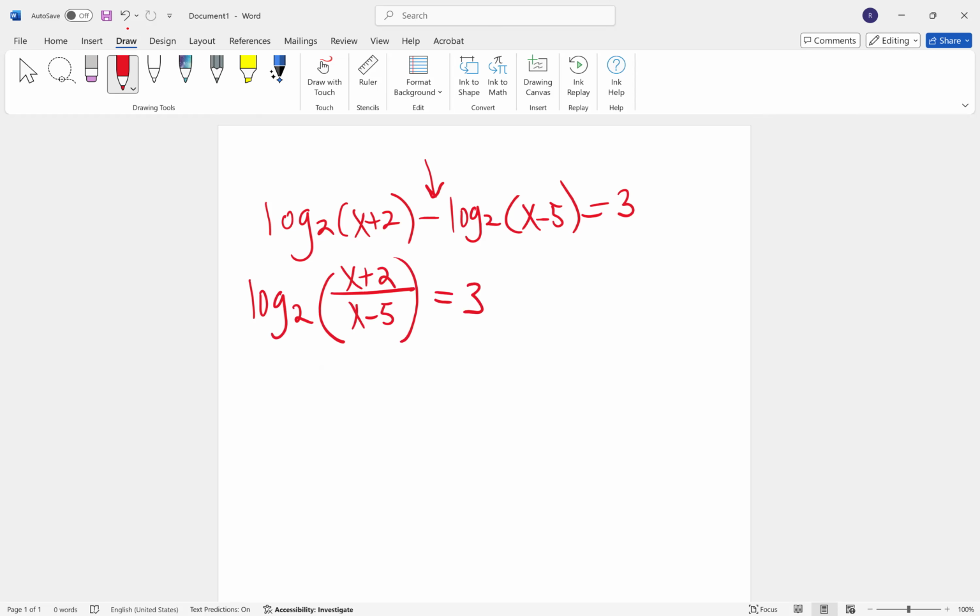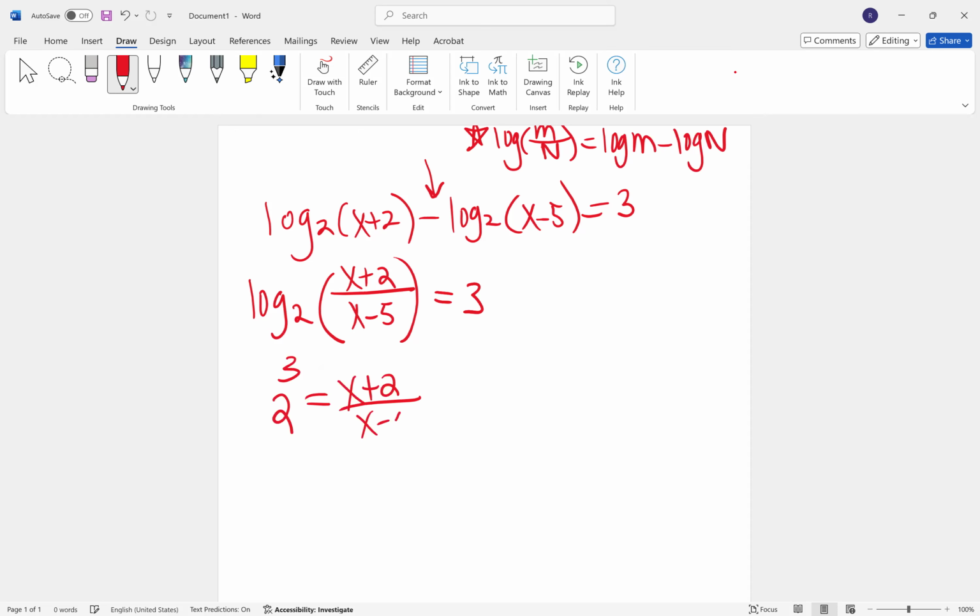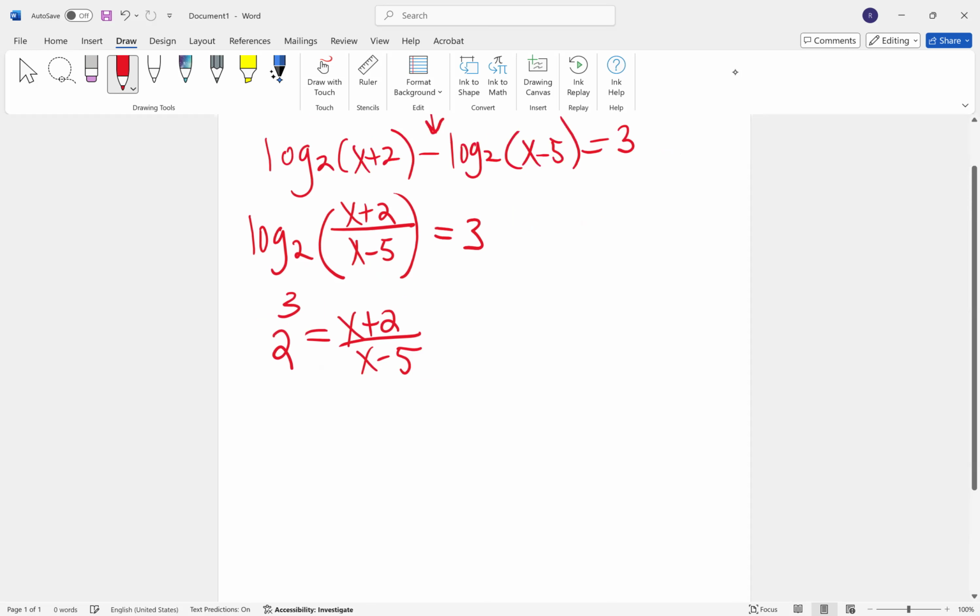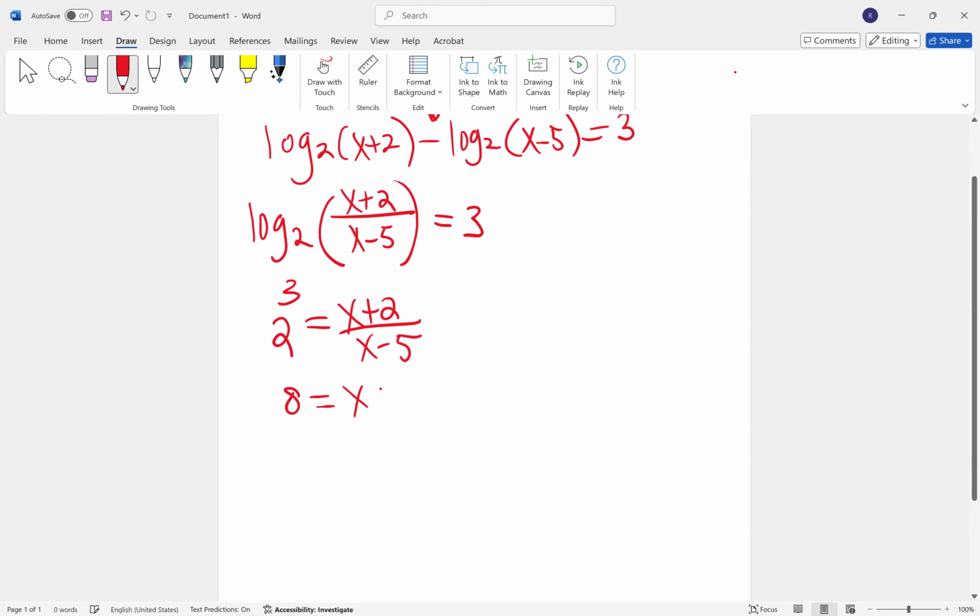So remember, if I have log of m divided by n, that's equal to log m minus the log of n. So I'm just using that rule. So now let's rewrite this single log as an exponent or an exponential expression, right? So we're going to take base 2 to the third power. That should equal x plus 2 over x minus 5. And 2 to the third is 8. So we get 8 equals x plus 2 over x minus 5.